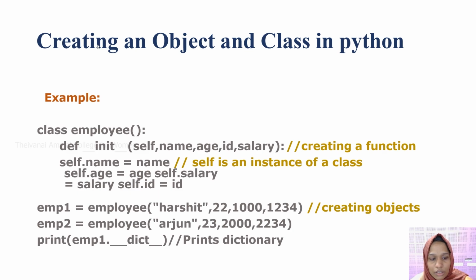Here class is there, and Employee is a class name. def is used for creating the function, and also the second name, self, is an instance of a class. Then here I created objects like emp1 is equal to Employee. This is an object. Here finally I print the dictionaries.